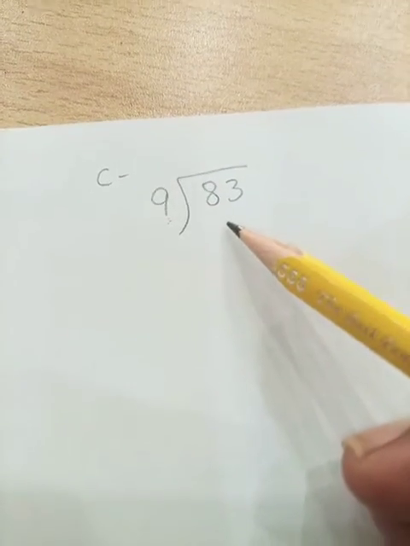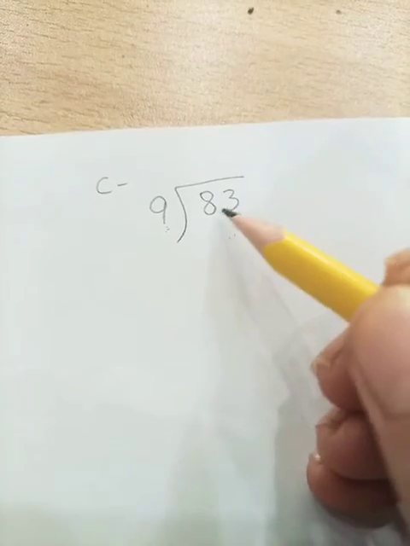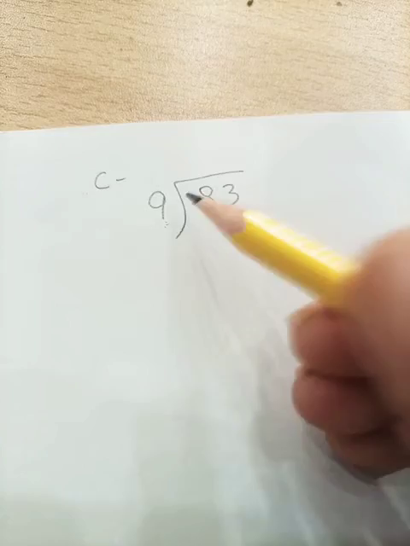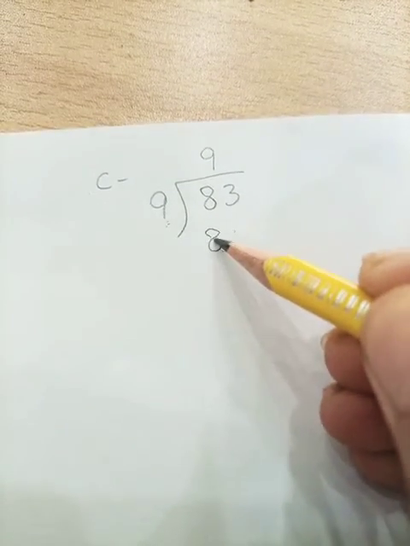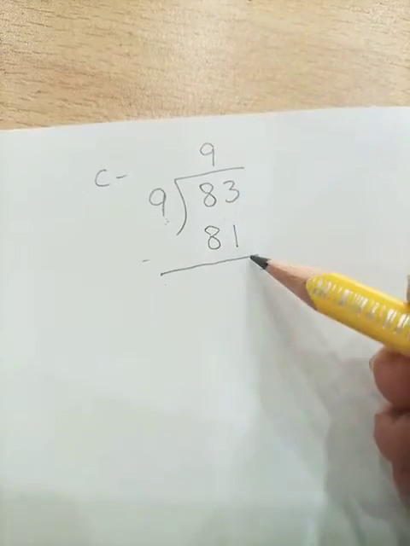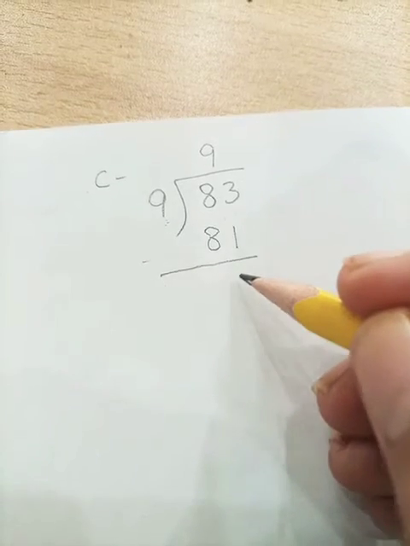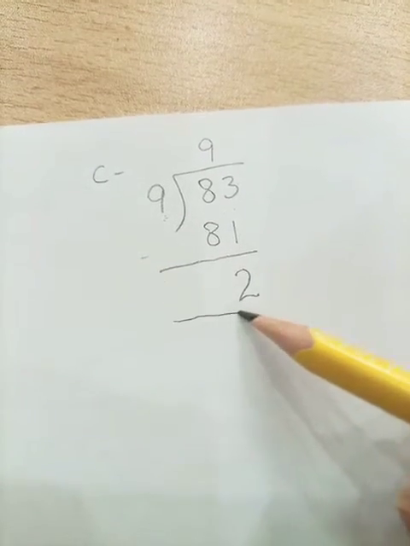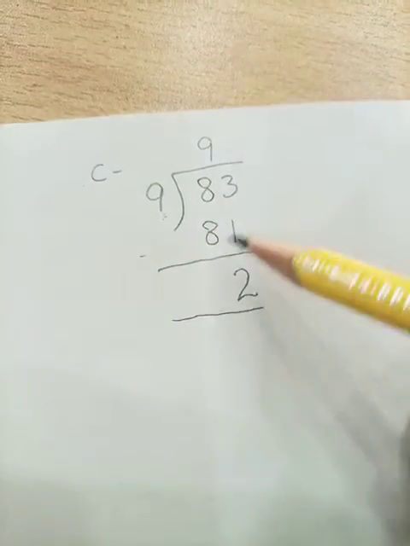That is also smaller than this. So 9 nines are 81. 81 is quite smaller than this one. So I am going to write here 9 nines are 81. Now students, let's subtract it. When I subtract, 3 minus 1, our remainder is 2. Yes, look at this. We have solved our question and the quotient is 9 with the remainder 2.